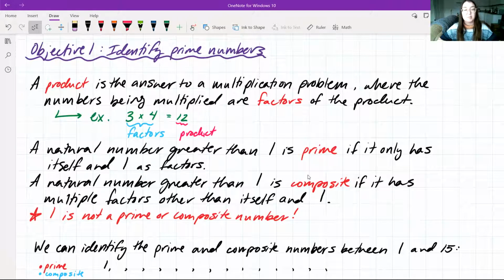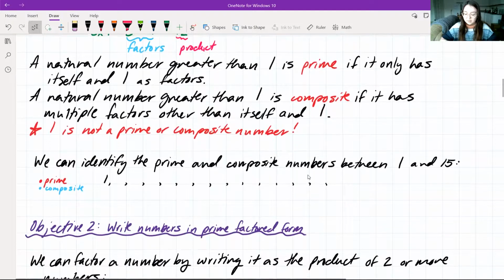Now, the number 1 is not prime or composite. Since 1 times 1 is technically just itself times itself, it doesn't really count as prime and it doesn't really count as composite. So we just don't count it as either. But what we can do is identify the prime and composite numbers between 1 and 15. Let's begin. We have 1, which we know is neither prime nor composite. We're going to identify red numbers as prime and blue numbers as composite, and we're just going to write the numbers between 1 and 15, identifying if they're prime or composite.